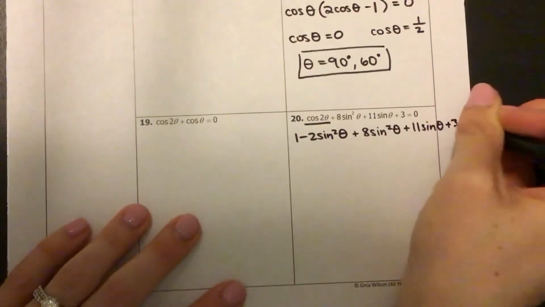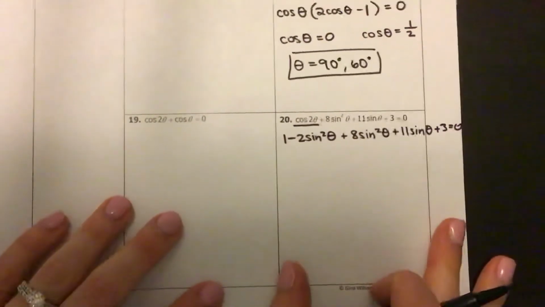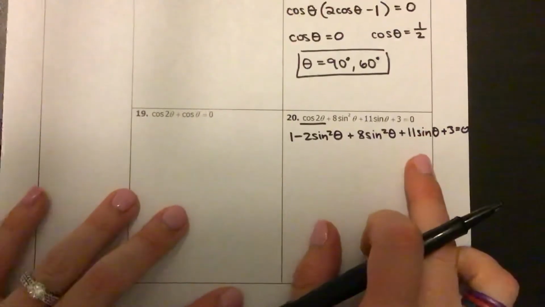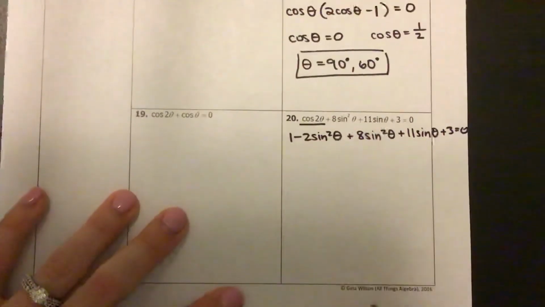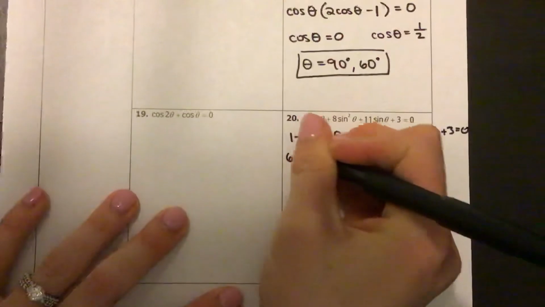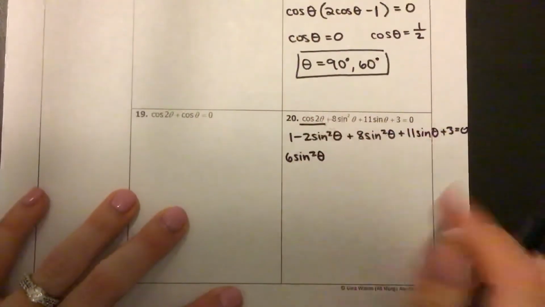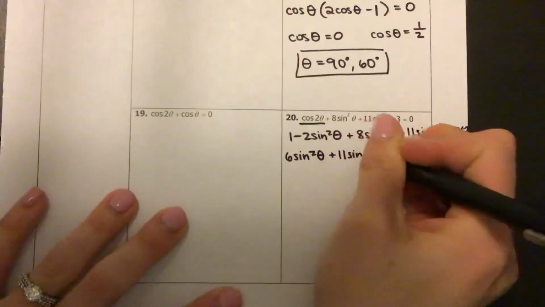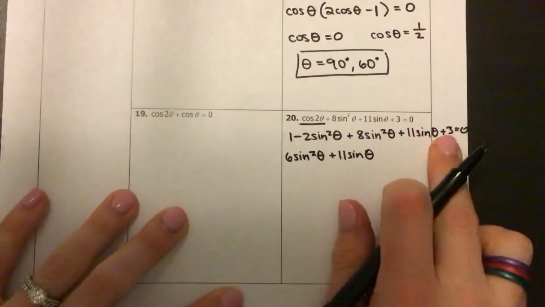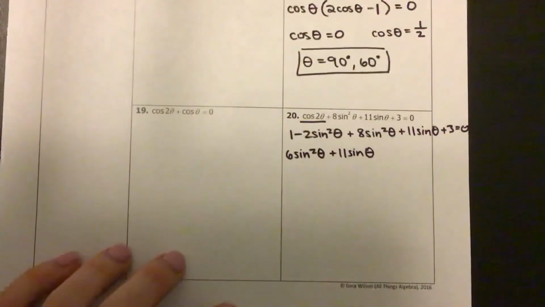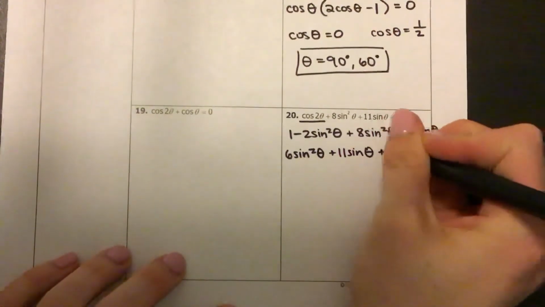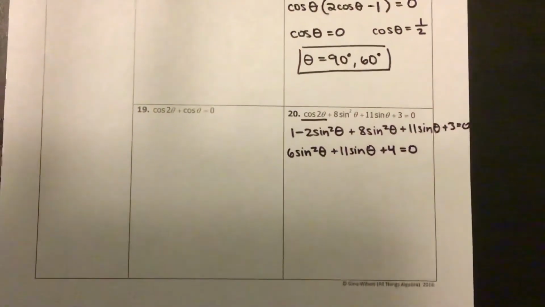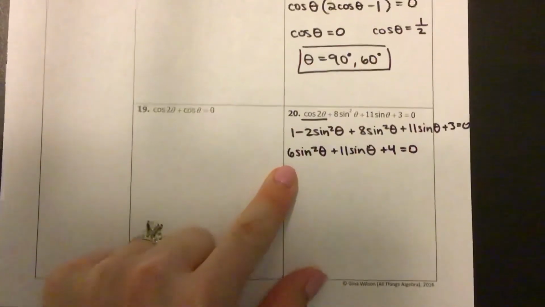Okay, lots to write there. There we go. That's a 0 in the end. So combine up my like terms. These two combine up to 6 times sine squared. This is my only sine, so I have 11 sine theta. And then I have a 1 plus 3, which would be a 4. Okay, this is a 6, obviously.